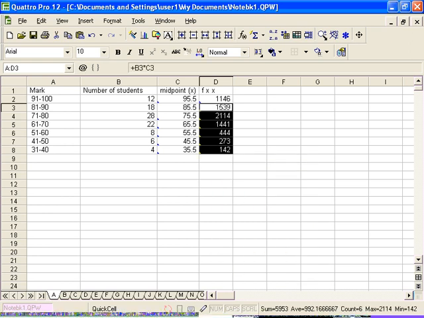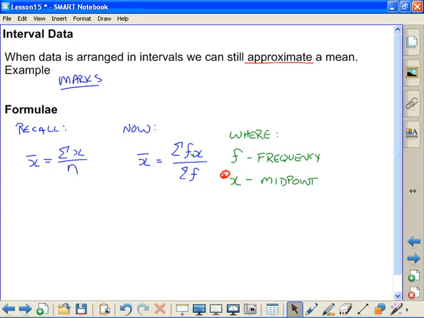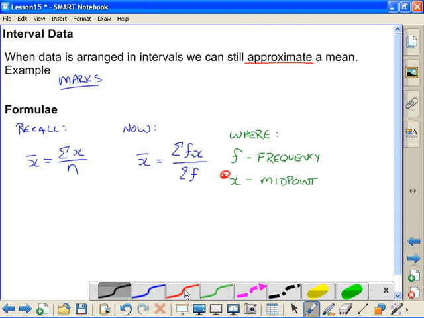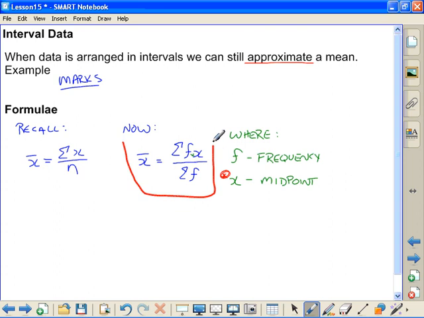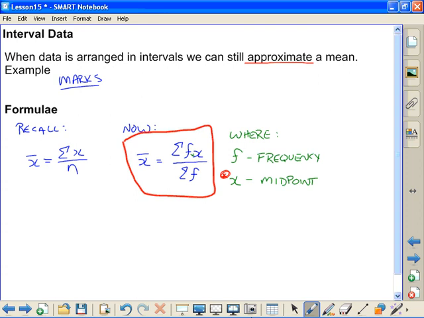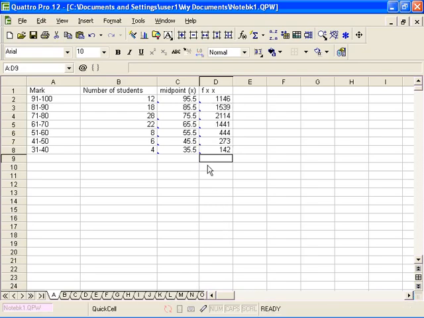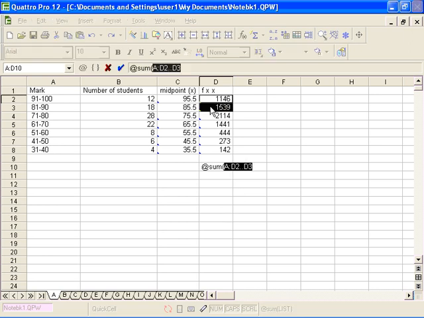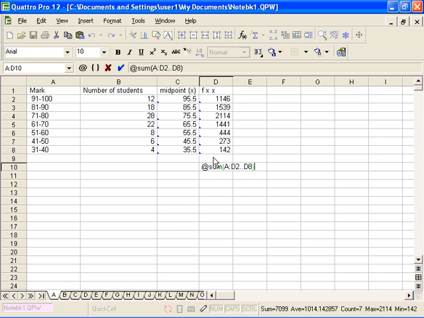Going back to the formula, which you want to have on your cheat sheet, so that when you go to use the spreadsheet, you know what the formula is. So now we have to find the sum. We have to add up all the f times x's. So going back to Quattro, I want to find the sum of this. So ampersand sum, bracket, find the sum of that column, bracket.